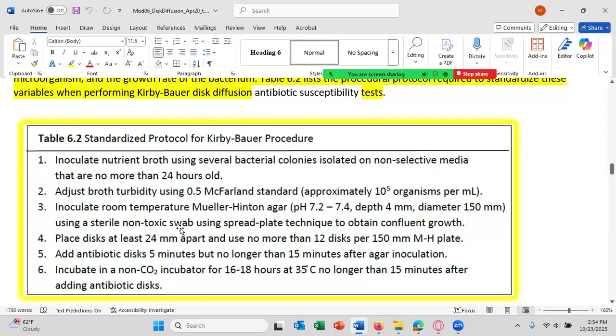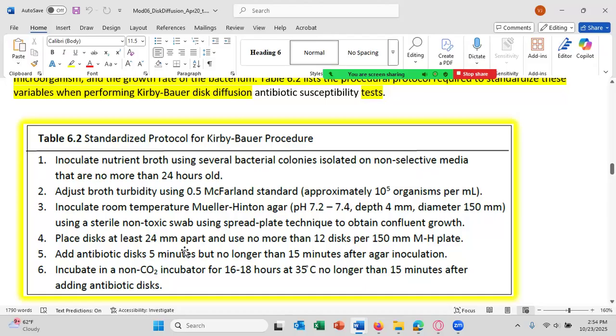And then you apply, using a non-toxic swab, the bacteria on the surface of the plate to obtain confluent growth, meaning you swab the plate everywhere, so you get a lot of bacteria growing on the plate once you incubate it. We haven't incubated it yet. But after you put the bacteria on the plate, you then wait 5 minutes to 15 minutes before you put the disc containing the antibiotic on the plate.